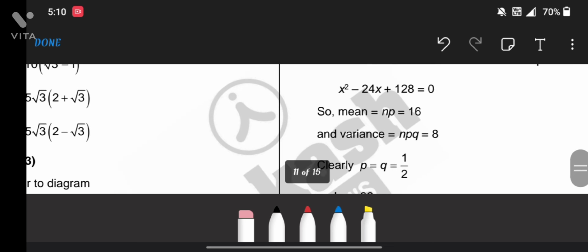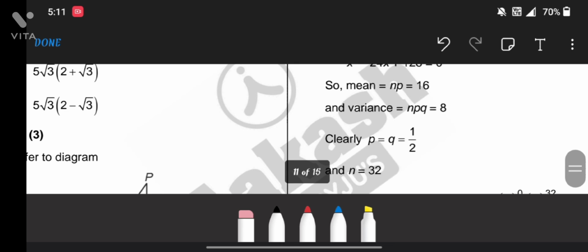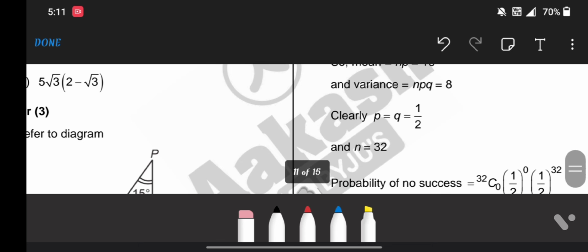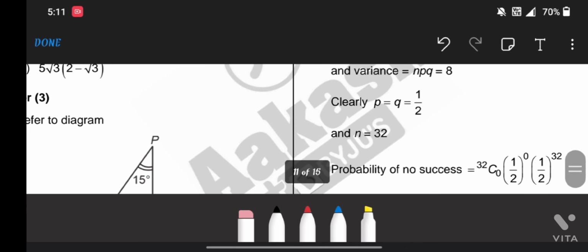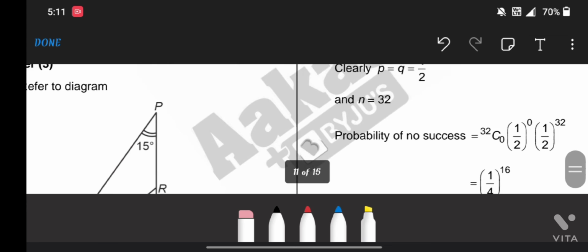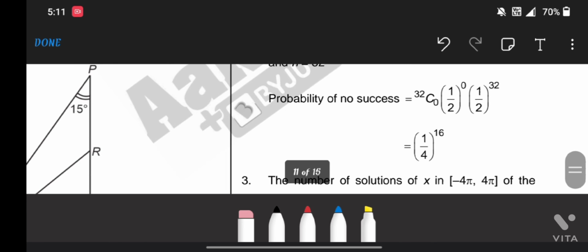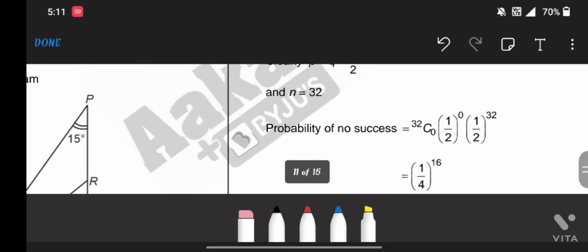Moving on to question number 3. The number of solutions of x in [−4π, 4π] of the equation cos x is equal to sin x is 2, 4, 6, 8. So sketching both y equal cos x, y equal sin x on the same axis. Now −4π, −2π, 2π, 4π we have marked.